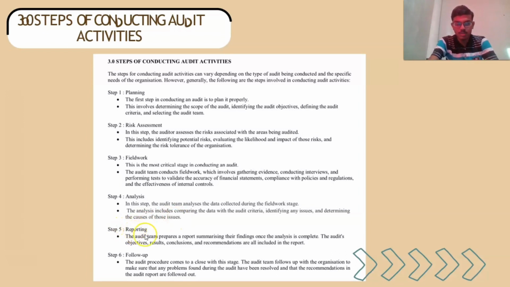Step 5. Reporting. The audit team prepares a report summarizing their findings. Once the analysis is complete, the audit's objectives, results, conclusions, and recommendations are all included in the report. Last, step 6. Follow-up. The audit procedure comes to a close with this stage. The audit team follows up with the organization to make sure that any problems found during the audit have been resolved and that the recommendations in the audit report are followed through.